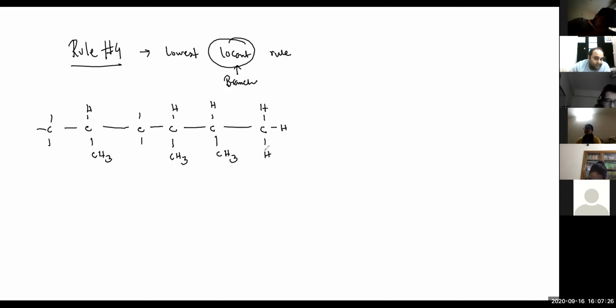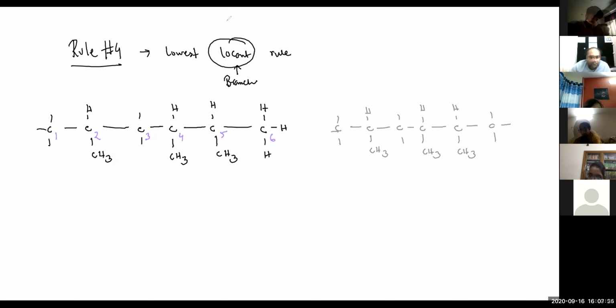Sir, you just wrote lowest branch. Lowest locant, LOCANT, locant rule or the lowest branch rule. So আমরা যদি বাম সাইড থেকে নাম্বারিং করি, if we start numbering from the left hand side, তাহলে কি হবে? 1 2 3 4 5 6. And if we start numbering from the right hand side, 1 2 3 4 5 6.